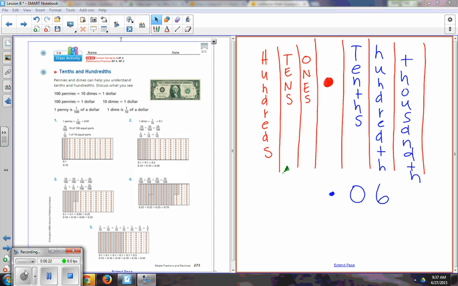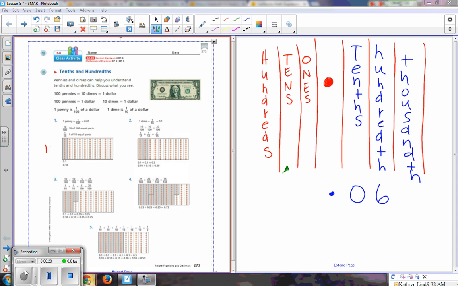And what you need to see here is that there's 100 pennies in each one of these boxes. There's 100 pennies here. There's 100 pennies here. 100 pennies here. And 100 pennies here. Are you with me so far? Yes. Okay. Each one of these rows has how many pennies? 10. Each row has 10.